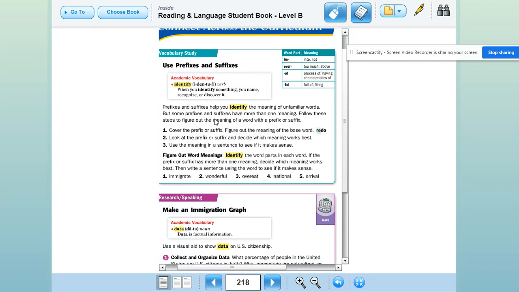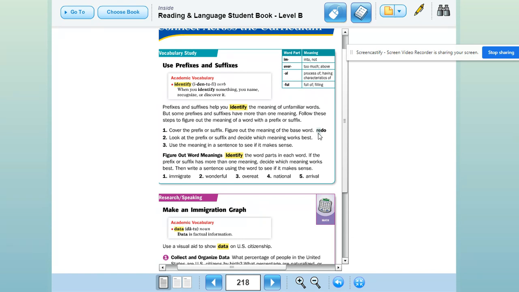But some prefixes and suffixes have more than one meaning. Follow these steps to figure out the meaning of a word with a prefix or a suffix. A word may have more than one meaning, but you will figure out the meaning of the word through the prefix or suffix. Cover the prefix or suffix. Figure out the meaning of the base word.